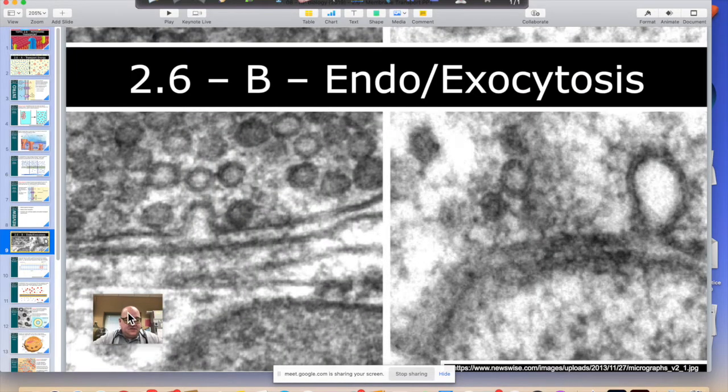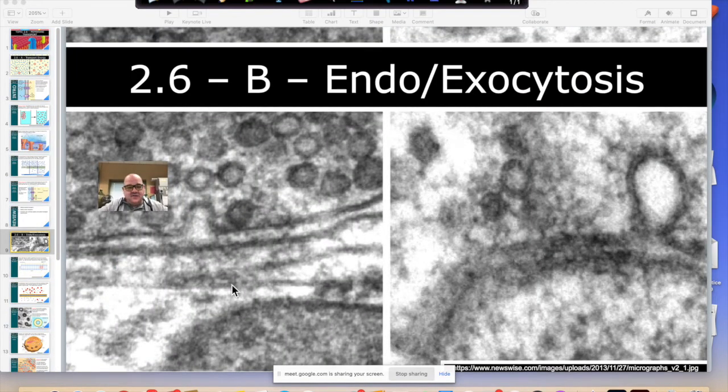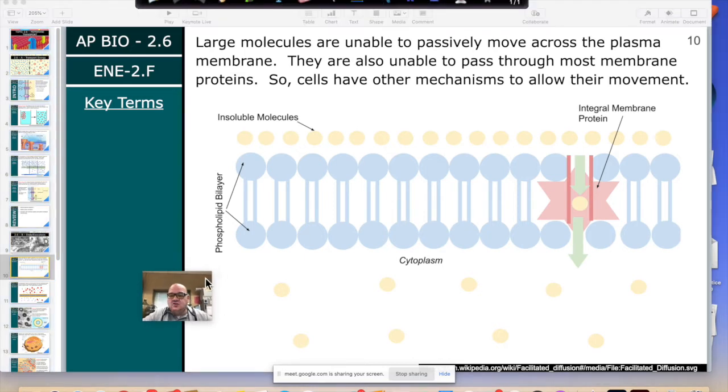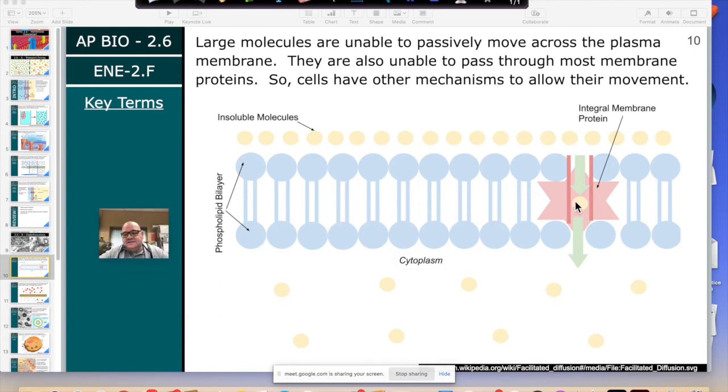All right, let's go to a new section here, endo and exocytosis. Talk about those for a sec. Okay, some things are too large to go through the plasma membrane, so there are other things cells can do to get those in and out. Some things are also too large to go through transport proteins. So transport proteins can have sort of like limits to their size. If you want these things to get into the cell, you have to use another way.